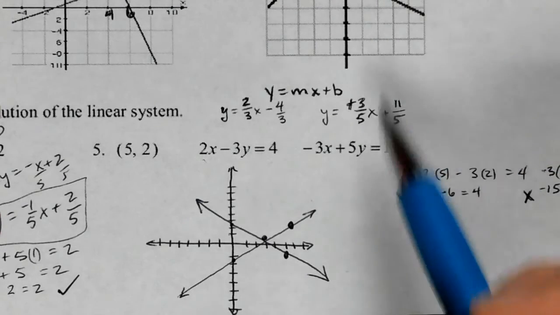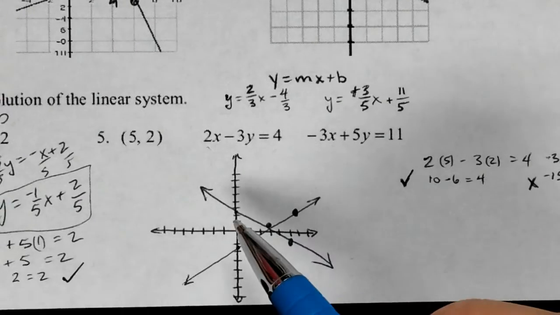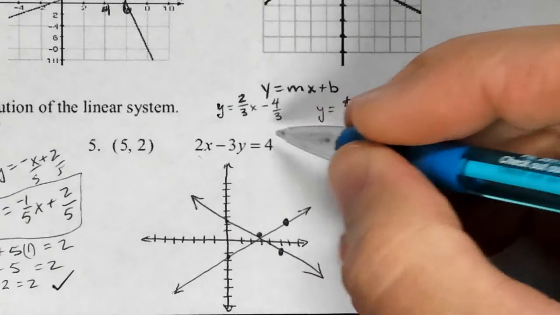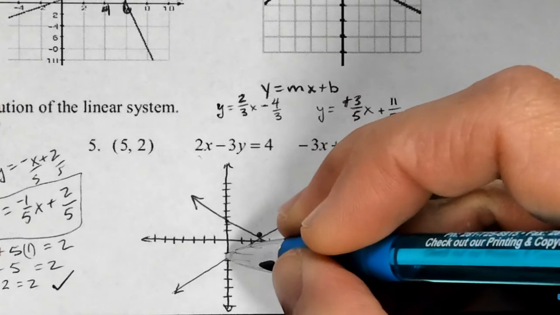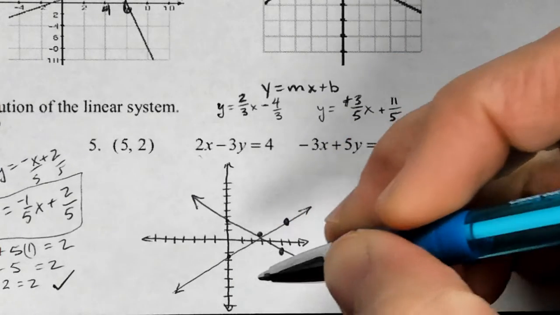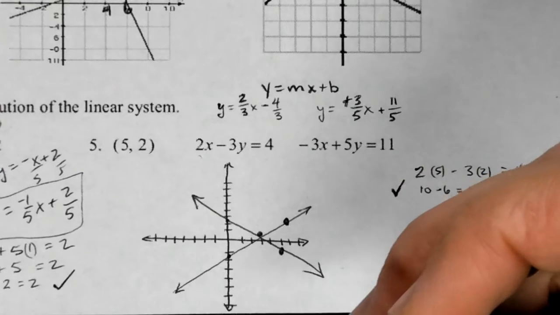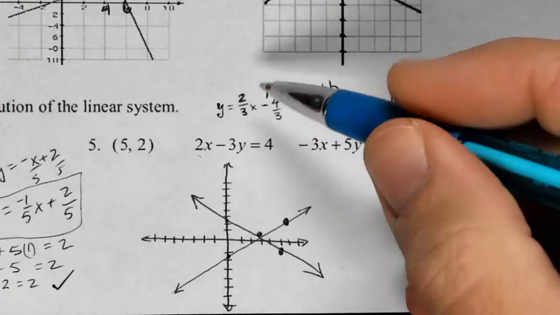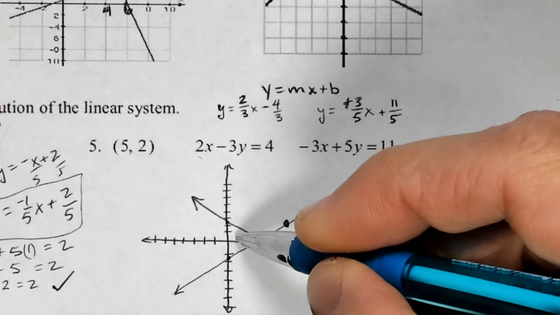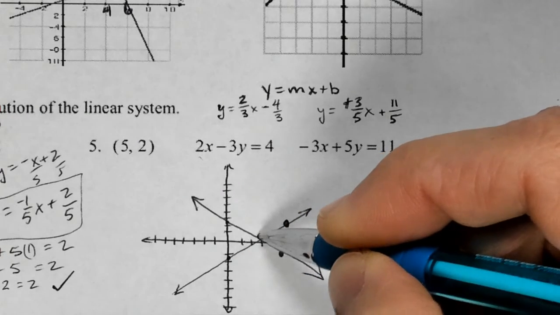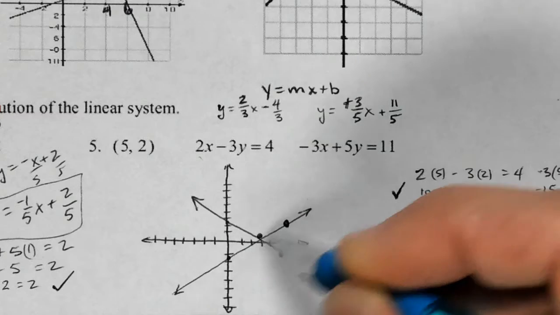Okay, so now I want to graph these. So I graph the first one. The first y-intercept is negative 4/3. Plot that point right there, which is negative 1.33333. From there, I'm going to take my slope, which is a positive 2/3. So I'm going to go up 2 over 1, 2, 3. Plot that point right there. Connect those, and I got that line right there.